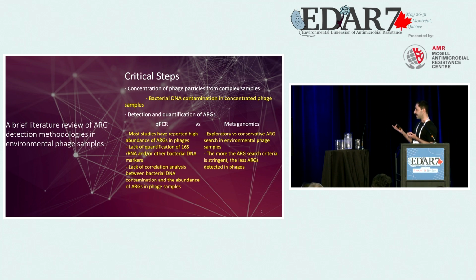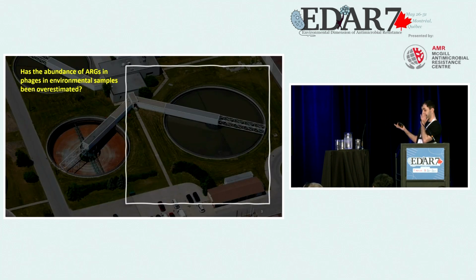If you keep your ARG search criteria strict, then you detect fewer ARGs. So I was curious. I was an innocent PhD student at the beginning, but I turned into a highly skeptical PhD candidate at the end because of this. If they are carrying resistant genes, and if it is not overestimated, then we are in trouble because they are highly abundant. They are the most abundant entities in wastewater treatment plants.